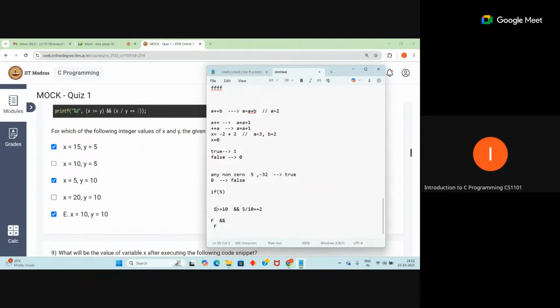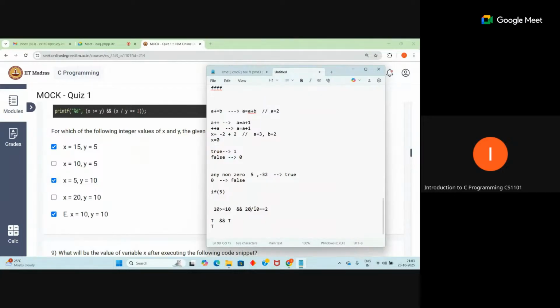Whereas the third one, 20 greater than or equal to 10, which is true. So it will divide 20 by 10, which is 2. 2 equal to 2 is also true. So you will get true and true. So the final result is true, and you will get 1 printed. So this is wrong. Now the last one, 10 greater than or equal to 10, which is true.